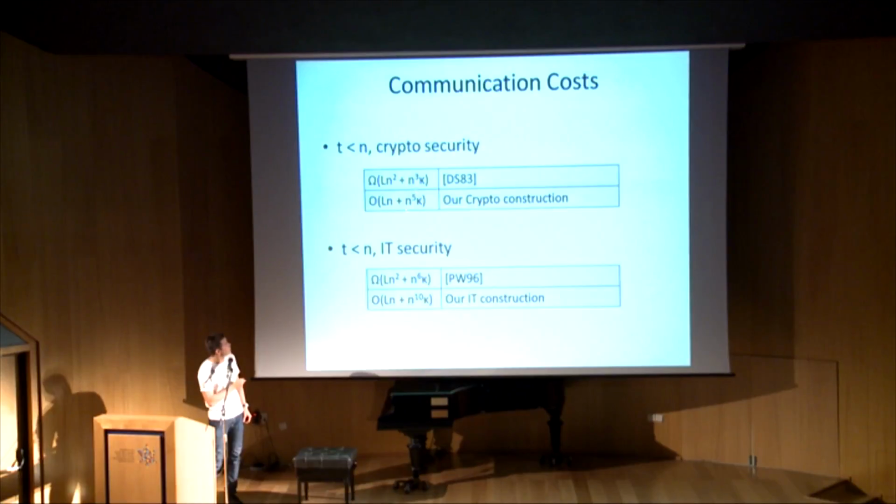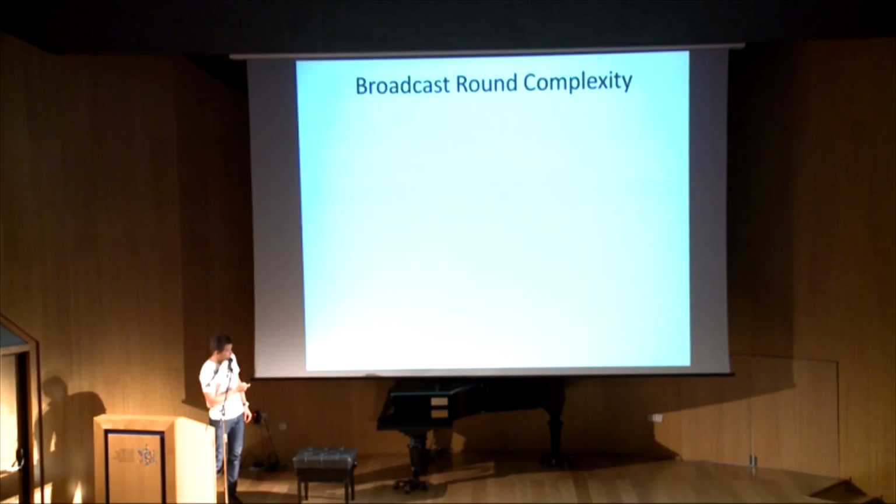Okay. So it's not so practical. In the information theoretical case, it's even worse. So we get n to the power of 10 kappa, this additive constant. So okay, asymptotically we are good, but the concrete parameters are quite scary. Okay. So in the remaining part, I will talk about something else, the round complexity.